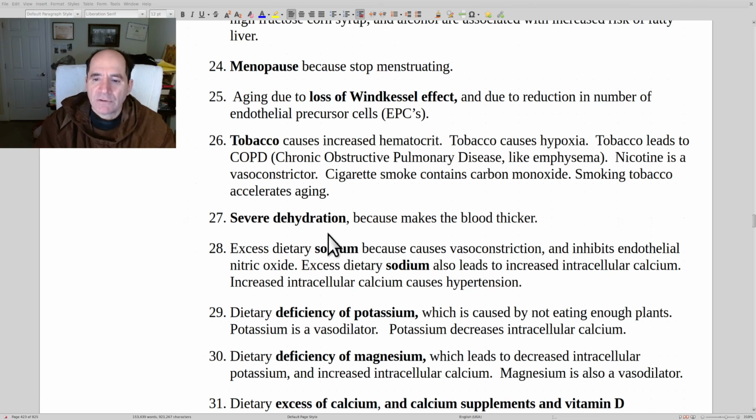Severe dehydration makes the blood thicker. Excess dietary sodium causes vasoconstriction and inhibition of endothelial nitric oxide. It also increases intracellular calcium. Next, dietary deficiency of potassium.